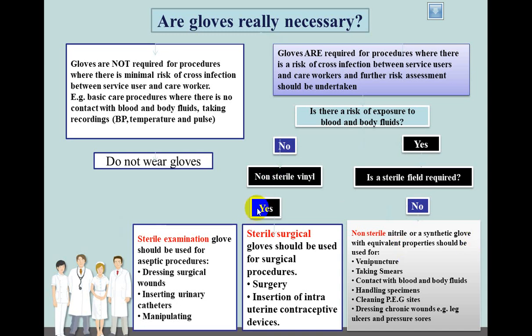If yes, that we need a sterile field required, so if yes, it is like a sterile examination. Sterile gloves should be used for aseptic procedures, dressing surgical wound, inserting urinary catheter, manipulating sterile surgical devices. Sterile surgical gloves should be used for surgical procedures, surgery, insertion of intrauterine contraceptive device.